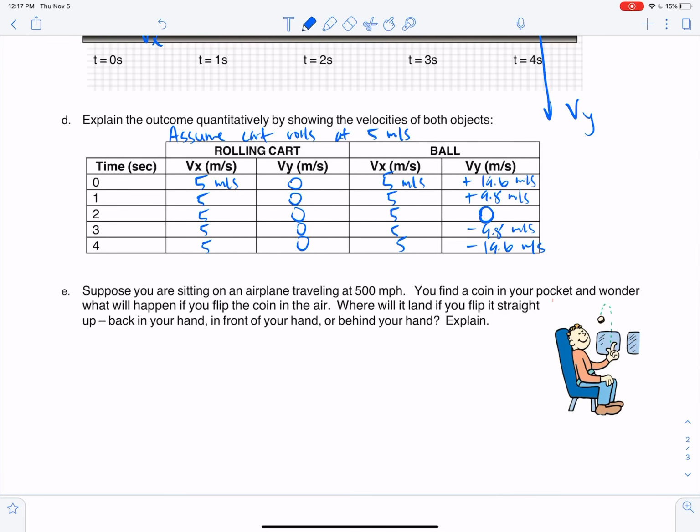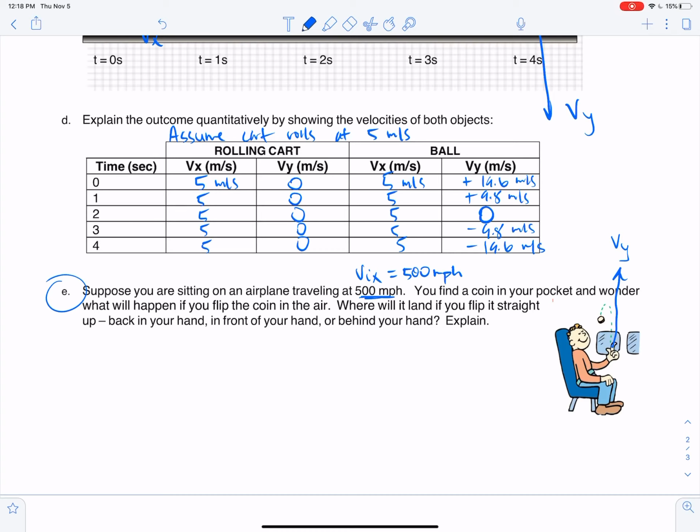Okay, let's extend this idea. Suppose you're sitting on an airplane traveling at 500 miles per hour, right? So now the initial horizontal velocity is quite large. And you find a coin in your pocket and you wonder what will happen if you flip the coin in the air. Where will it land if you flip it straight up, right? Very similar situation. So now you're launching it up. Will the coin land back in your hand, in front of your hand, or behind your hand?